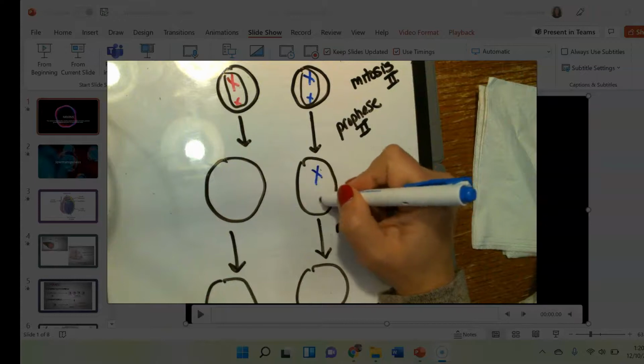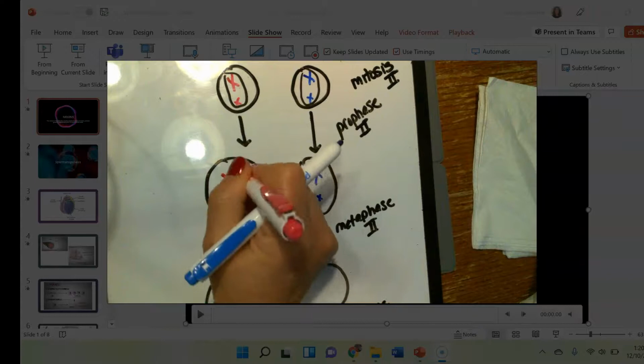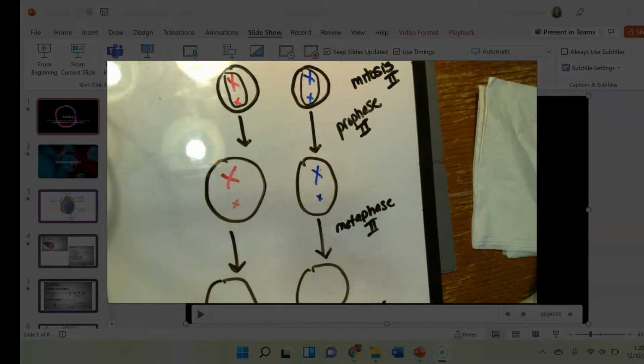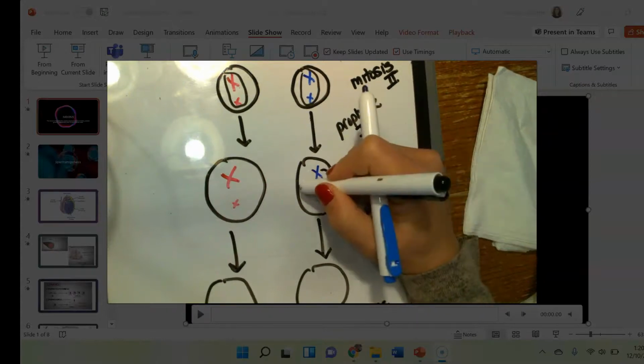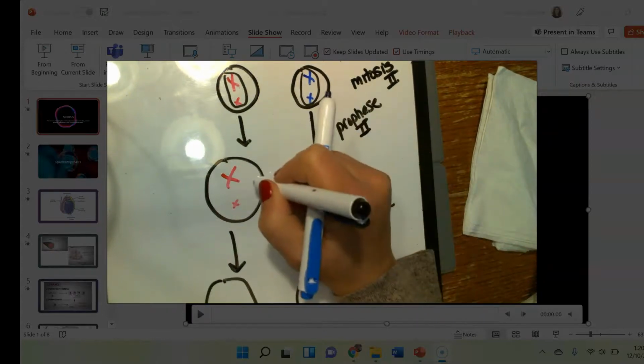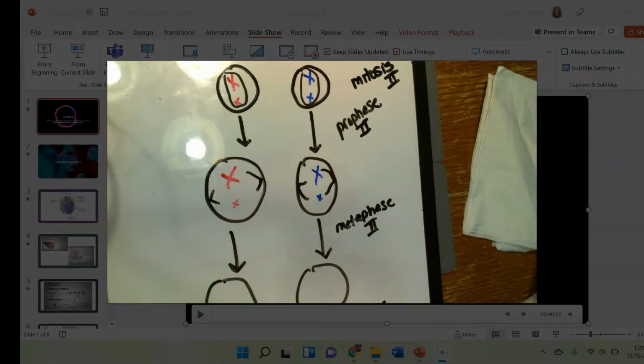So during prophase 2, that nuclear envelope is going to disappear just like it did in the other prophases, right? So we will no longer have a nucleus. We're going to end up with spindle fibers that are going to start to form. That all happens in prophase. Spindle fibers start to form here. They're going to connect to those centromeres of the chromosomes.